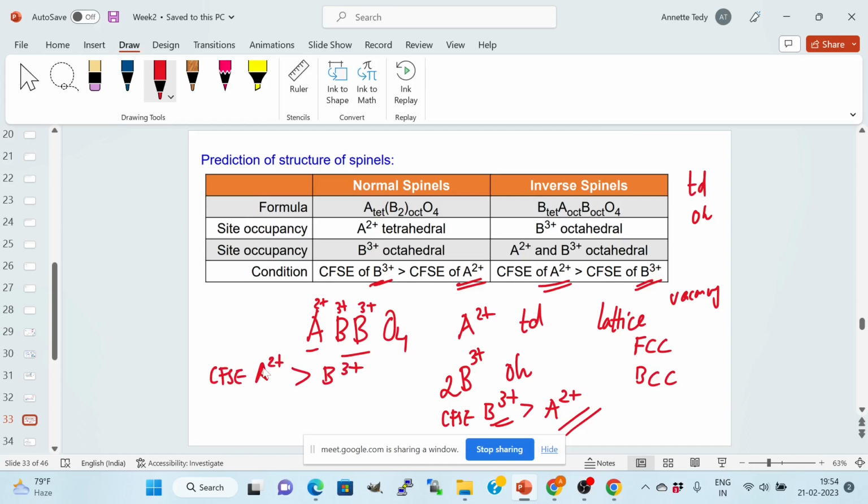But if it is A2+, it will occupy the octahedral site, but there are two B3+, right? So one B3+ will also occupy octahedral, and one will occupy the tetrahedral site.